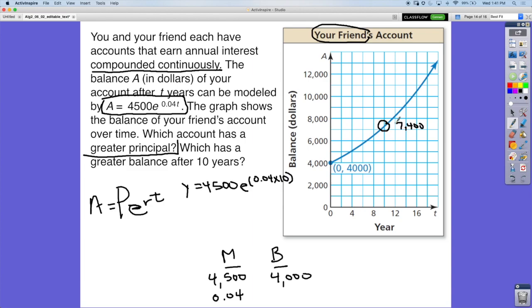What do I have as my balance after 10 years? 6,713. Did everybody get that? Good job. So who has the largest balance? He has 7,400. I have 6,713. So my buddy has a greater balance. On your test or quiz, not only do you need to know the answers, but you need to show some kind of work. You have to have this balance, and you can see when you compare the two that your buddy has the higher balance.